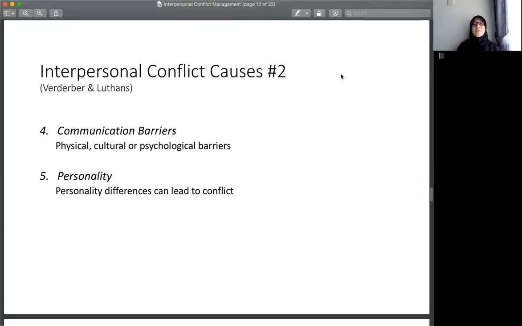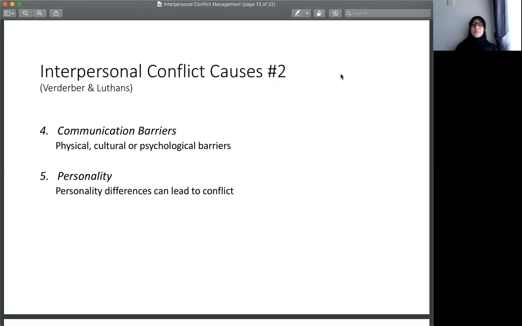The fourth one is communication barriers, long distance relationship because of the physical distance. Yeah, the couple or the spouses only connected by phone, by digital media. Yeah, it could cause frustration among them. And this could also lead to conflict if the frustration is not handled well.